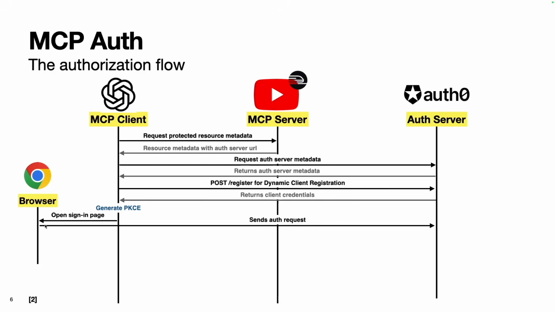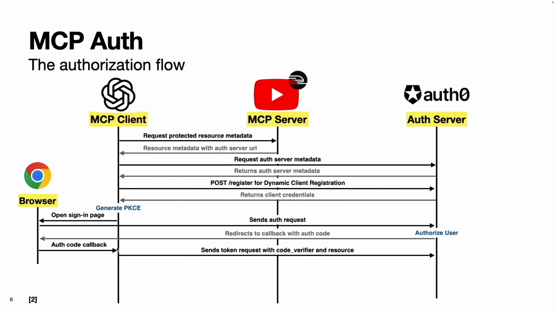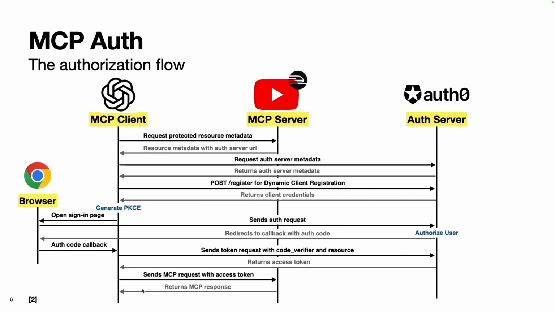Once the user types in their username and password, it'll send this auth request. The server will authorize the user. It'll redirect the user to the callback with the auth code. Then the authorization code will get passed to the client, which can now authorize itself by talking to the auth server. The auth server will give the client an access token, which now enables the MCP client to send a request to the MCP server.